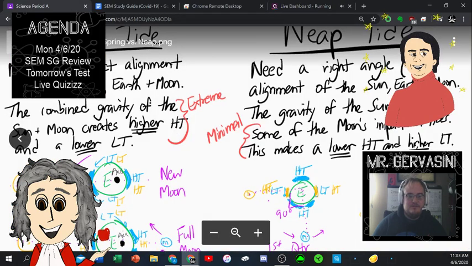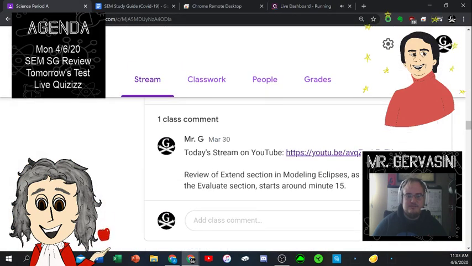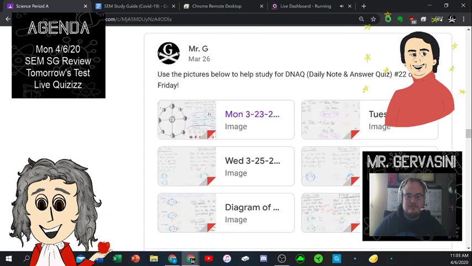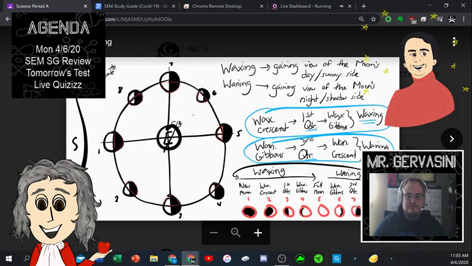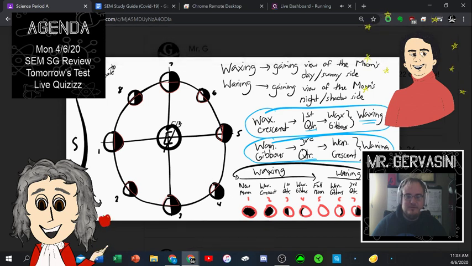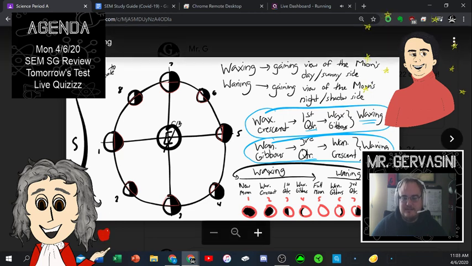You done, Rainey? We'll check the leaderboard in just a second. What phase is opposite the waxing gibbous moon? Here's waxing. Number 4. What's opposite on the diagram? 8? Oh, what's 8? Oh, okay.